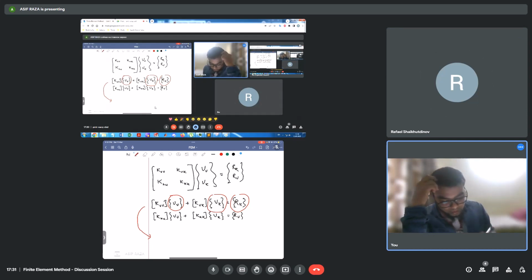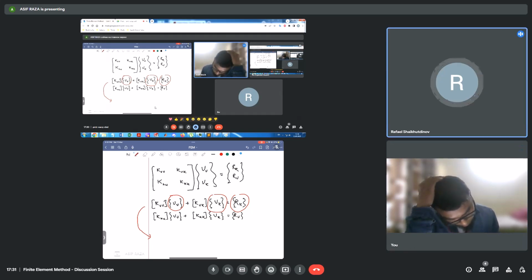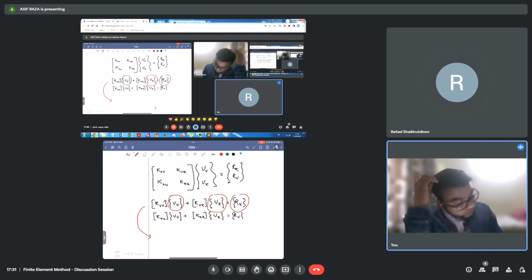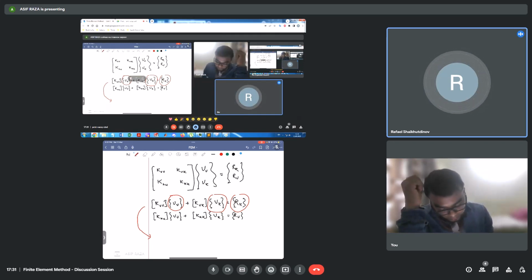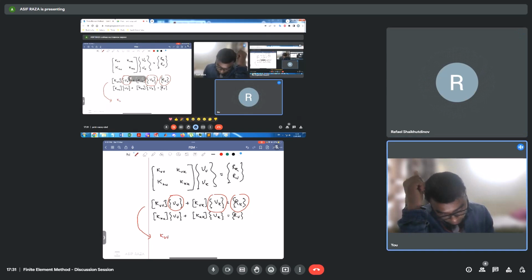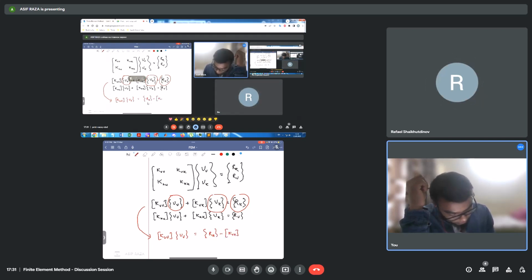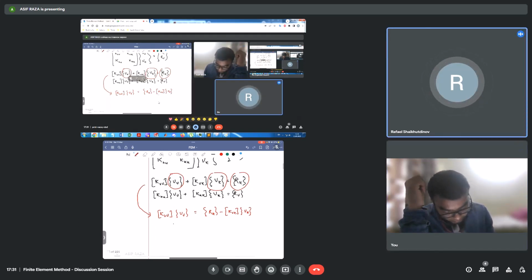See, am I right? The next step we need to invert KUU and multiply it by F known. And the second, we generally do like this: UU, then F known, minus KUK UK. But VK is known.